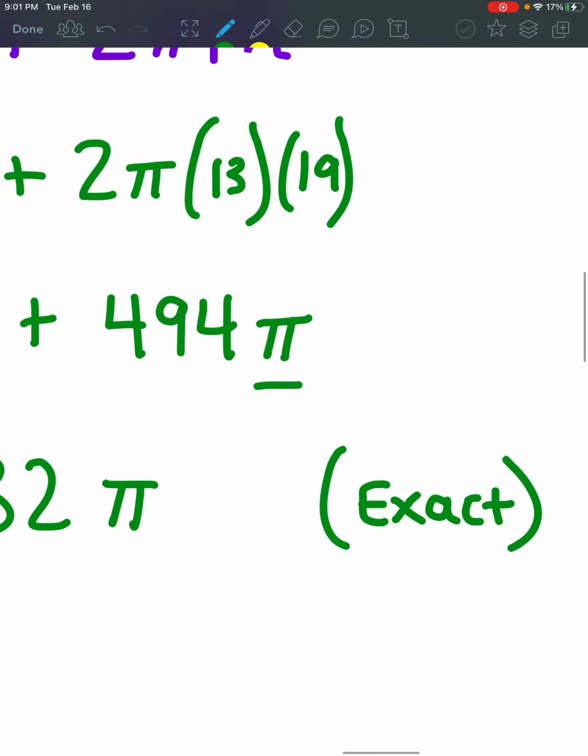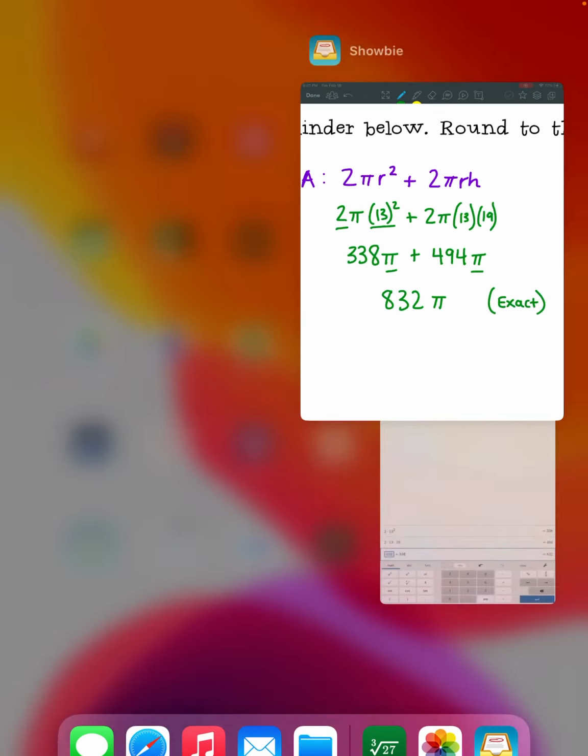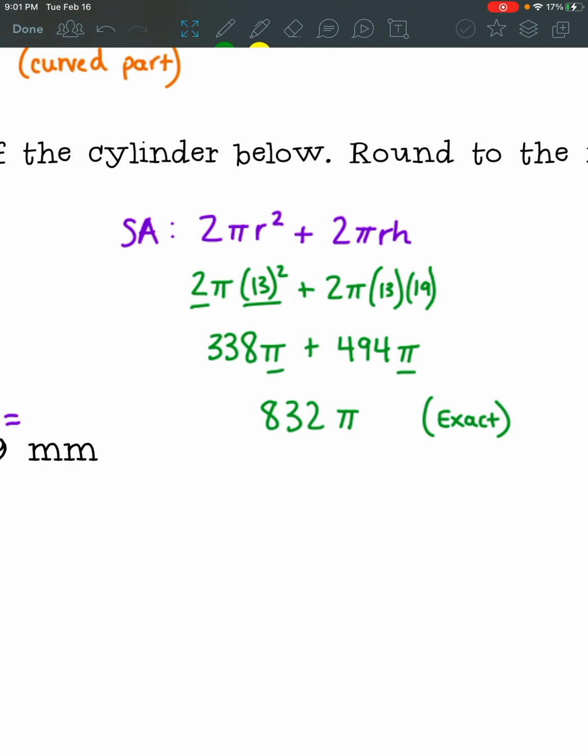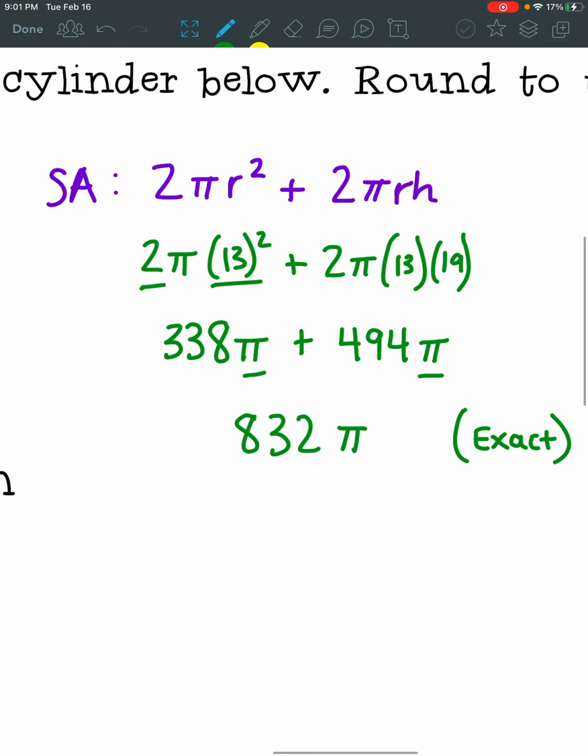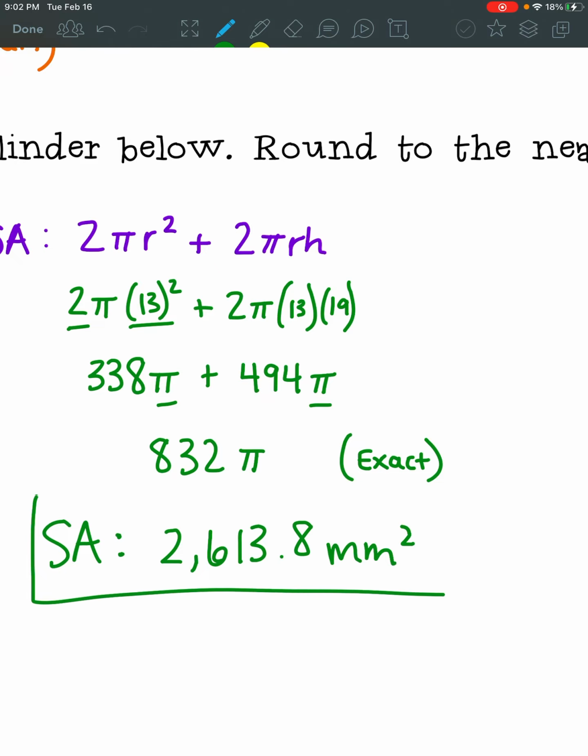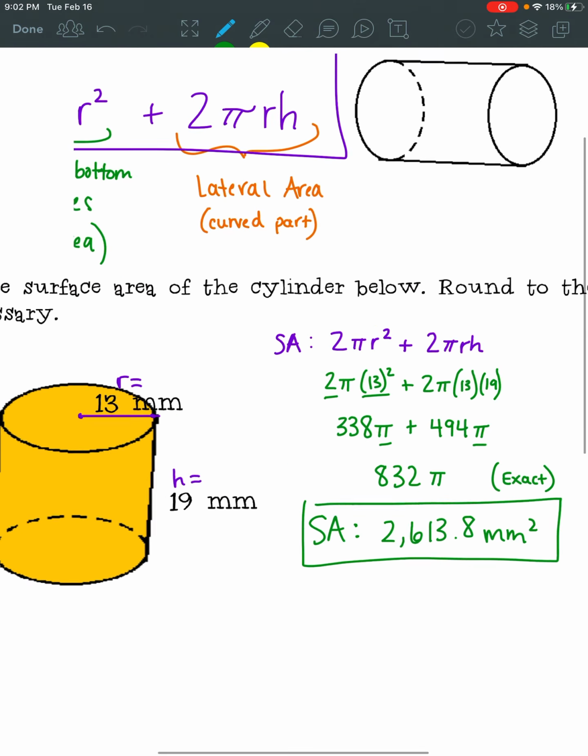However, this example told us to round to the nearest tenth, so we're actually going to take that 832 times pi. We get 2,613.8. So the total surface area rounded is 2,613.8, and this was labeled in millimeters squared. So that is our rounded surface area.